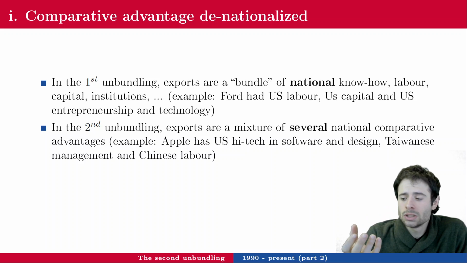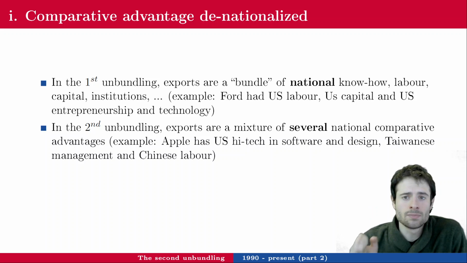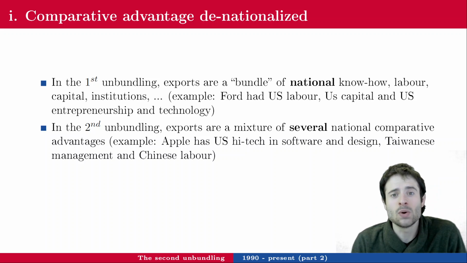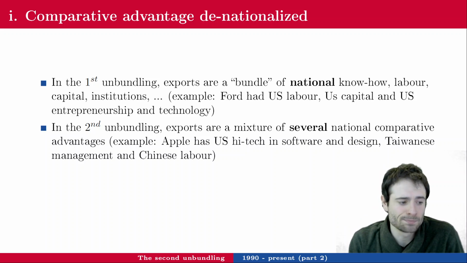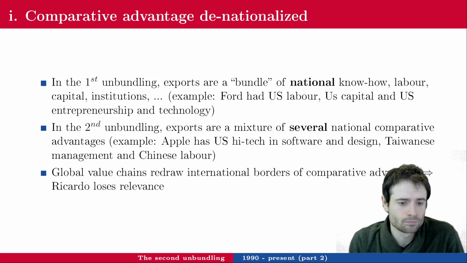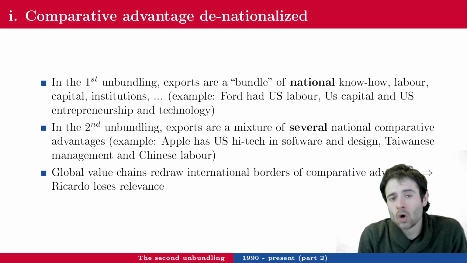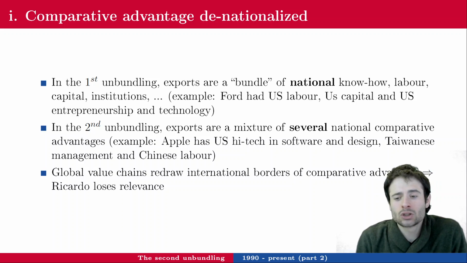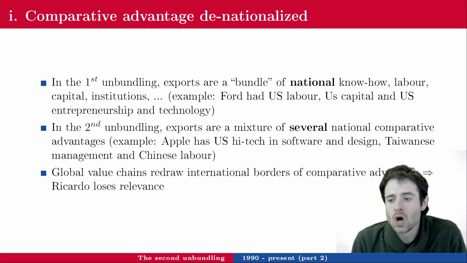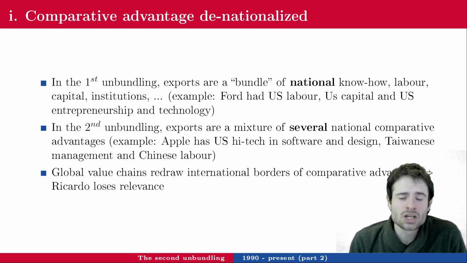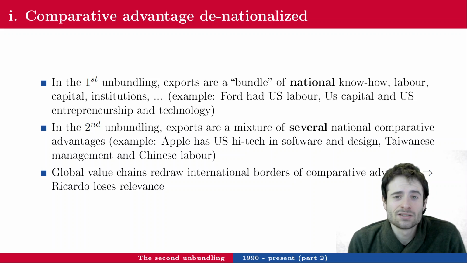So now a good is not just a good made in the US by US labor and by US inputs. It's a mixture of a bunch of different countries' inputs. So global value chains redraw international borders of comparative advantages. And so looking at Ricardo's model of comparative advantage is losing some relevance.